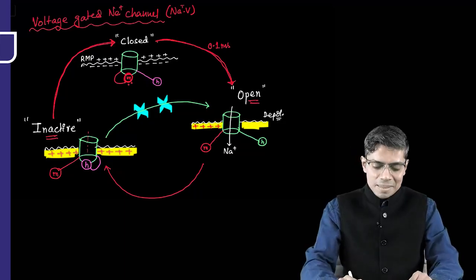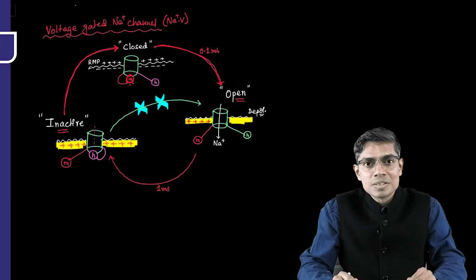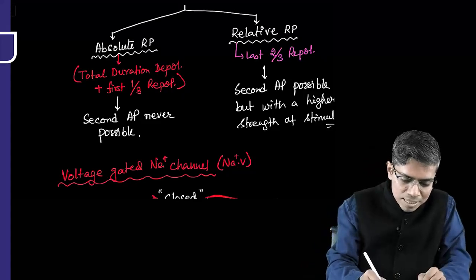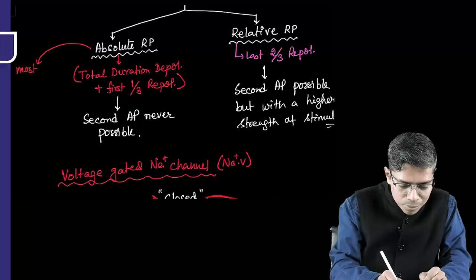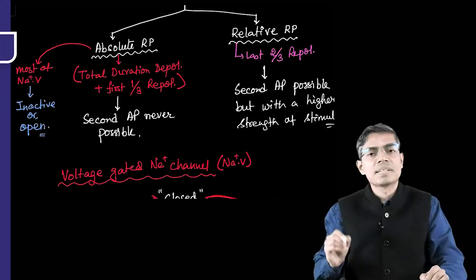So at the time when the voltage gated sodium channels are inactive, almost all the channels are inactive, can you open them once again? The answer is no. So can you generate a second action potential? The answer is no. That's why the explanation of the absolute refractory period is that most of the Na voltage gated channels are either in the inactive stage or they are already in the open stage from the previous action potential.